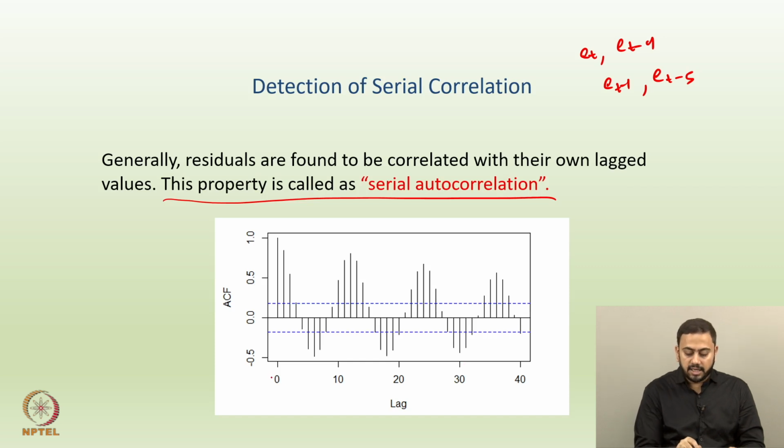Okay. And again on the x axis you have all the lags. So, 0, 1, 2, 3, 4 up to let us say 40. Okay. And here can you see a clear pattern when it comes to correlation. So, these correlations are all positive, these correlations are all negative, then again positive, again negative, again positive, again negative, and so on. Okay. So, if you identify all the correlations which are plotted here in this plot, then you can see a clear pattern, right.